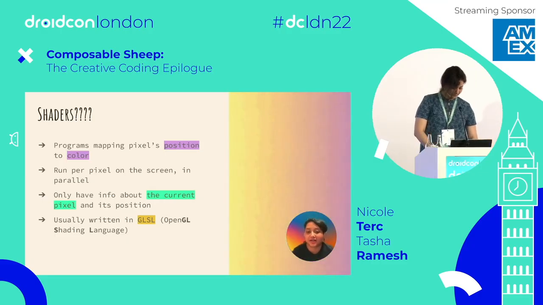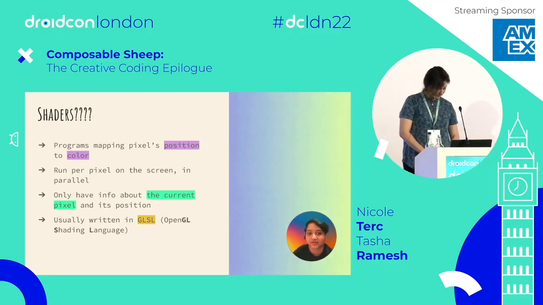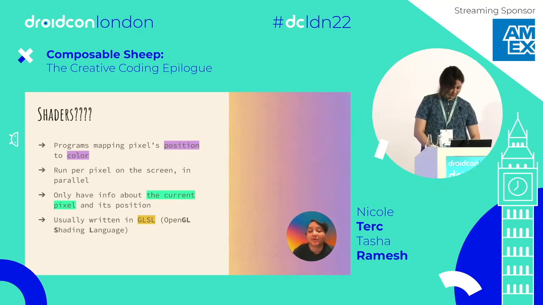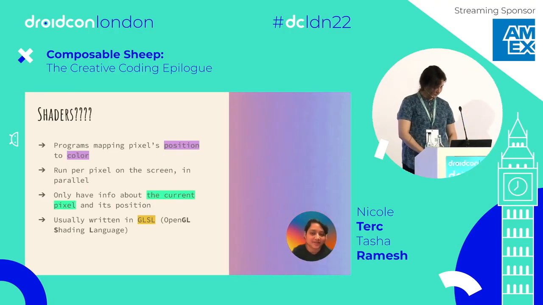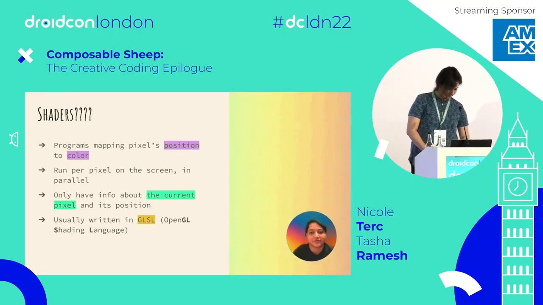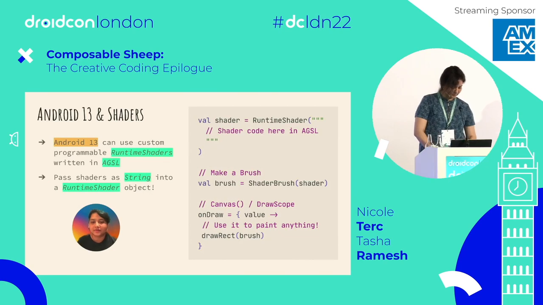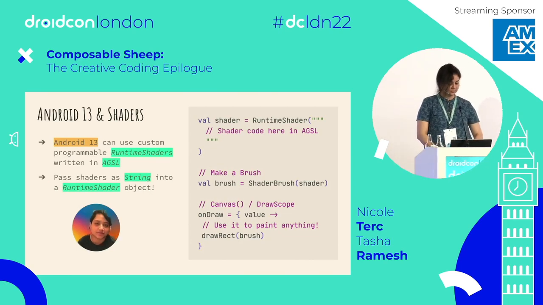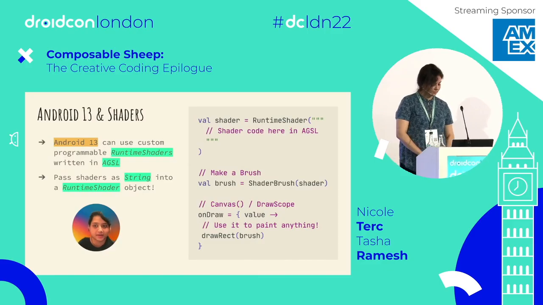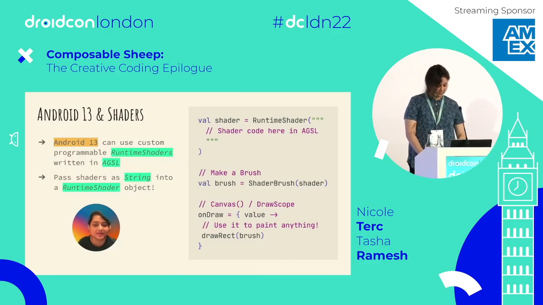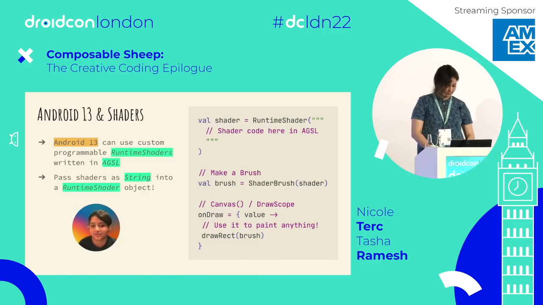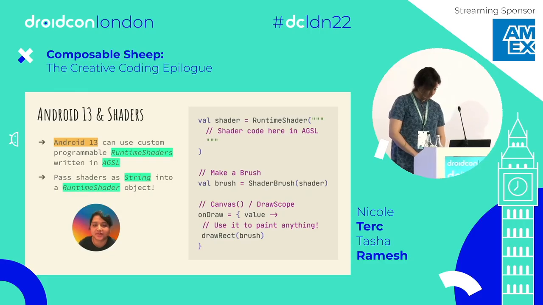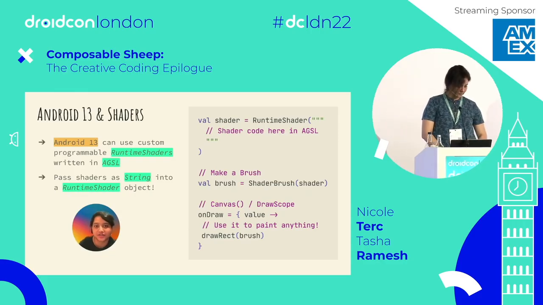Shaders are usually written in the OpenGL shading language, which is a very C-like language, also known as GLSL. But today we're going to look at how we'd write them for use on Android. With Android 13, you can use custom programmable shaders, which means you can use any arbitrary shader as a brush when drawing. You just have to pass the shader code as a raw string into the runtime shader constructor and use the resulting runtime shader object to create a brush.